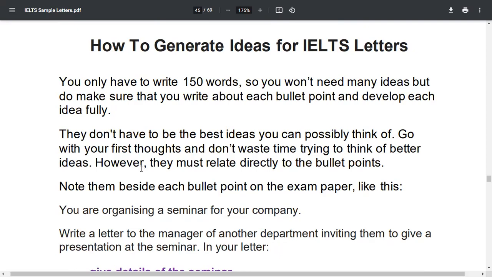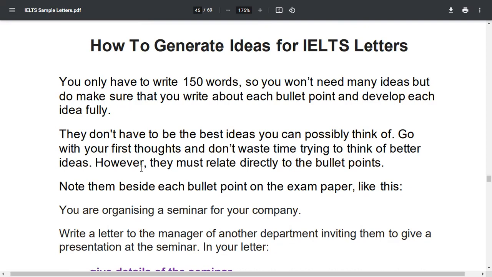So you only have to write about 150 words, okay? You only have to write 150 words in like 20 minutes. You only have 20 minutes for writing task one. So you won't need many ideas, but do make sure that you write about each bullet point and develop each idea fully. They don't have to be the best ideas you can possibly think of. Go with your first thoughts and don't waste time trying to think of better ideas. However, they must relate directly to the bullet points.